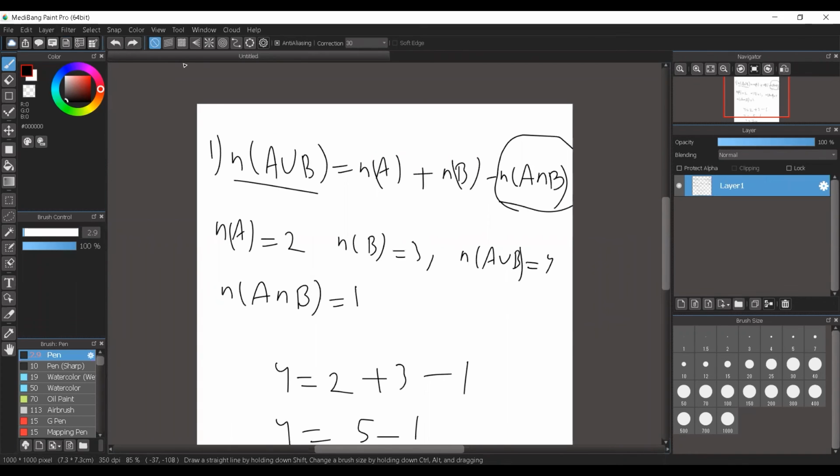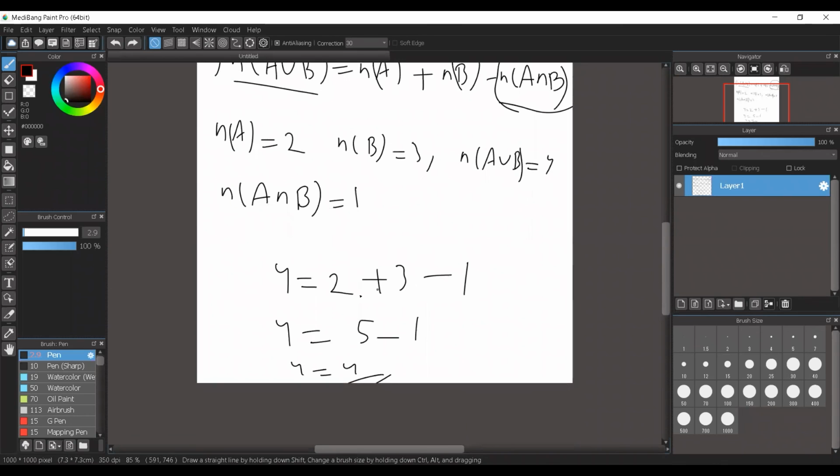Sir, before the 2 plus 3 minus 1, what is this? Is this 4 or 9? This is 4. What is the meaning of this 4? I mean, how did you write it?